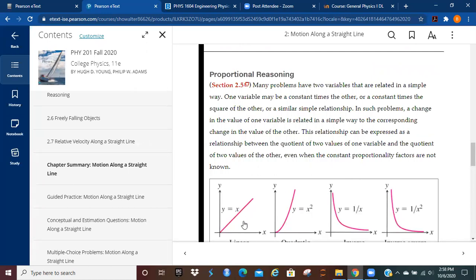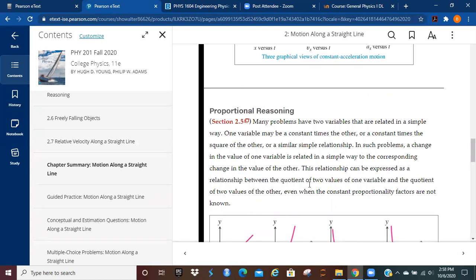It depends on the type of variable. It depends on what two variables you're putting together, but these are the common relationships that you're going to see. If you graph them, these are what they're going to look like.